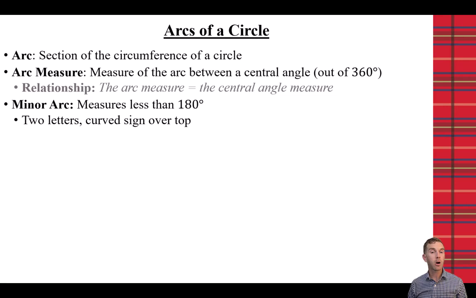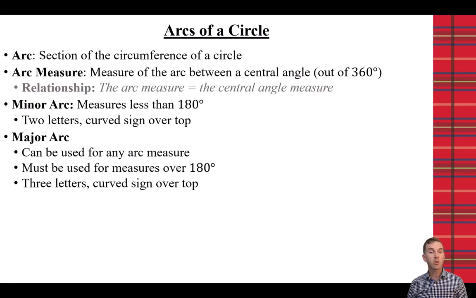Now this creates two different types of arc measures. We can have a minor arc, which must be less than 180 degrees. And this allows us to use just two letters with a curved sign over top of those two letters. Whereas a major arc requires 3 letters. Now we can use that for any arc measure. It does not have to be a certain measure, but anything that's over 180 degrees must use the 3-letter form for the marking of the arc measure.